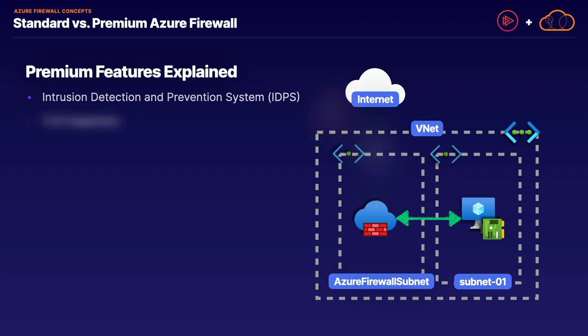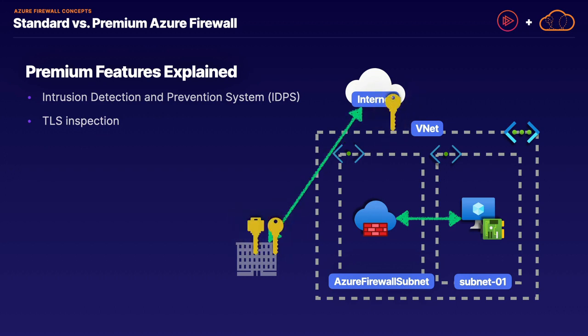Then we also have the TLS inspection, and this typically looks like the keys that we have to decrypt and encrypt traffic between the client and the server. But when we implement this in Azure Firewall, what we do is we provide these keys so that Azure Firewall can actually decrypt and inspect this traffic, and this is known as TLS termination. We're terminating the encrypted traffic to inspect it, and then we re-encrypt it and send it on its way to where it needs to go.